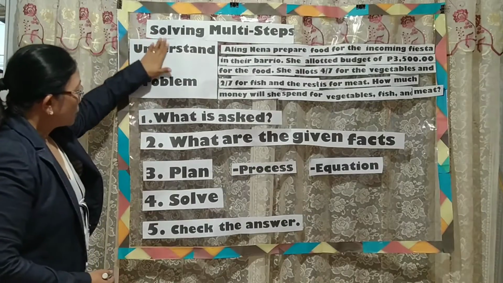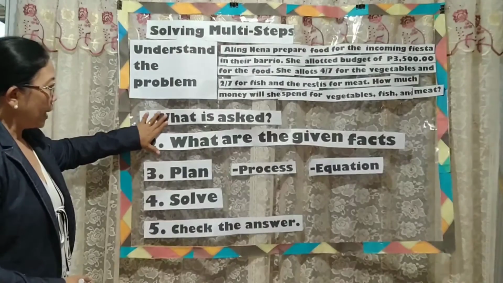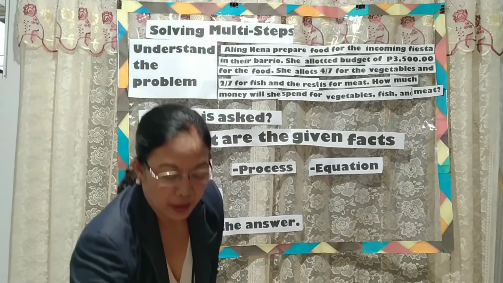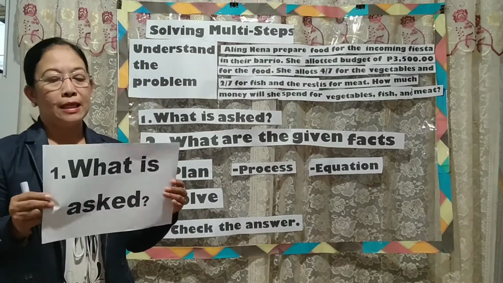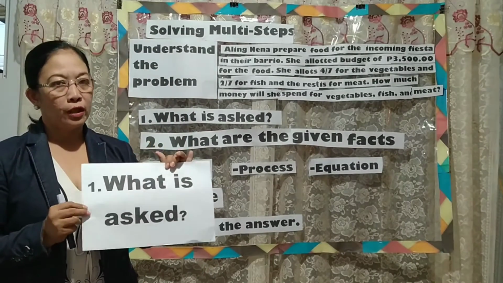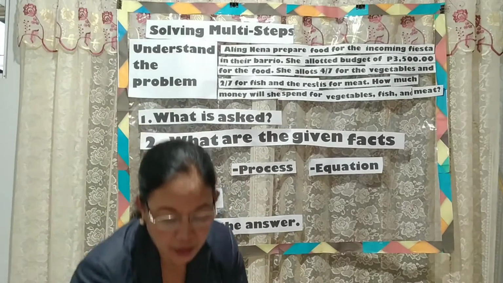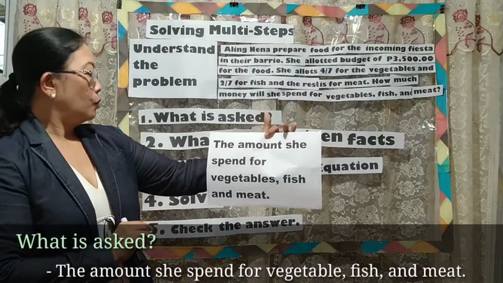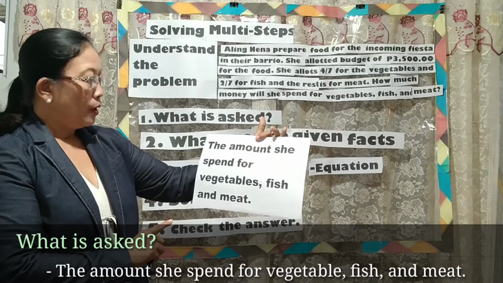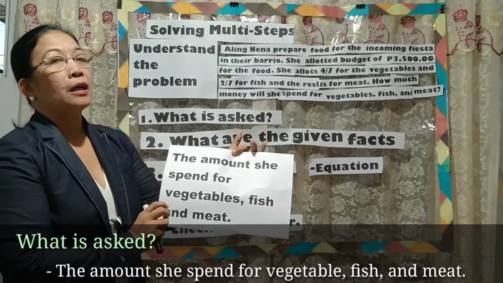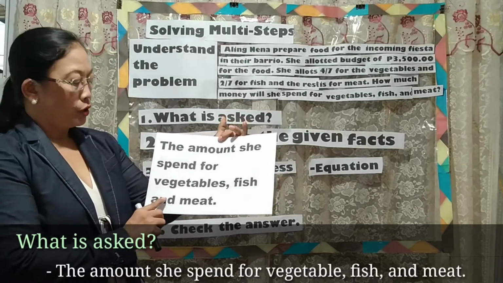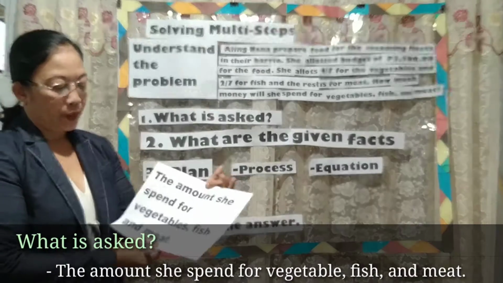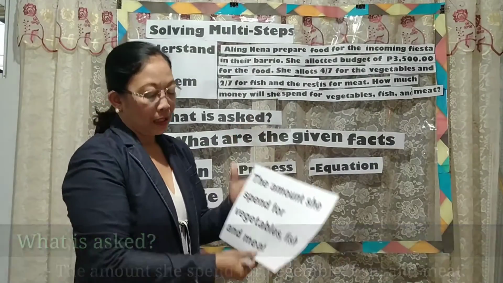So, isa-solve natin yung problem this time gamit ang step na ito. So the first thing we're going to do is to look for what is asked. Ano ang tanong dito? So maliwanag na ang tinatanong dito ay ang tungkol sa amount she spent for vegetables, for fish, and for meat. Magkano ang kanyang magagastos sa pamimili ng gulay, isda, at ng karne. So, ito yung tinatawag na asks.